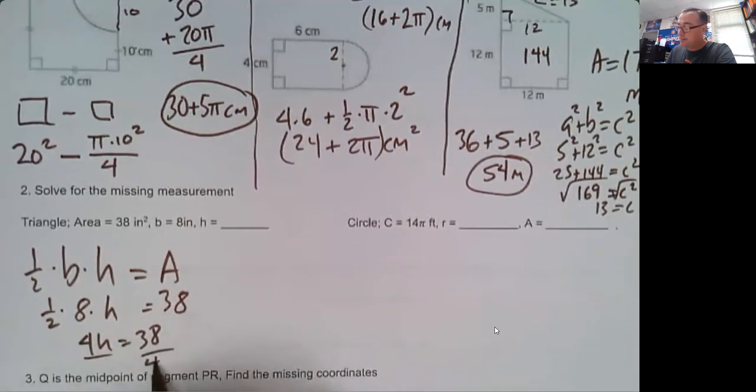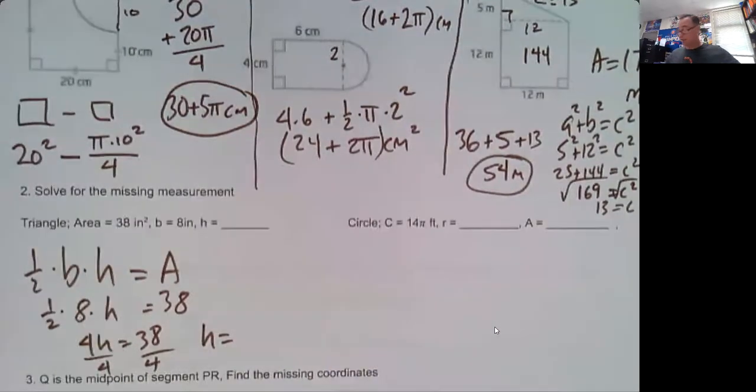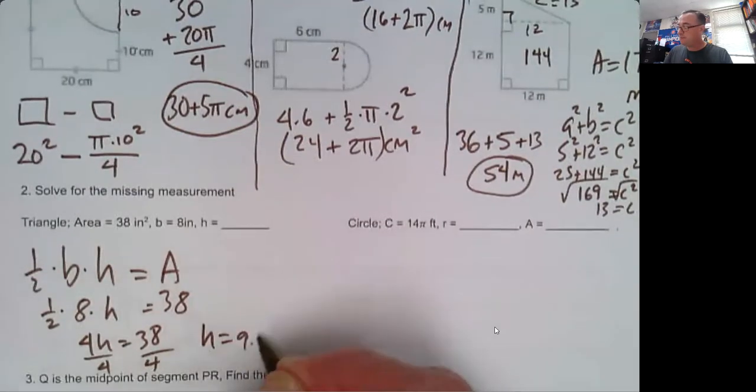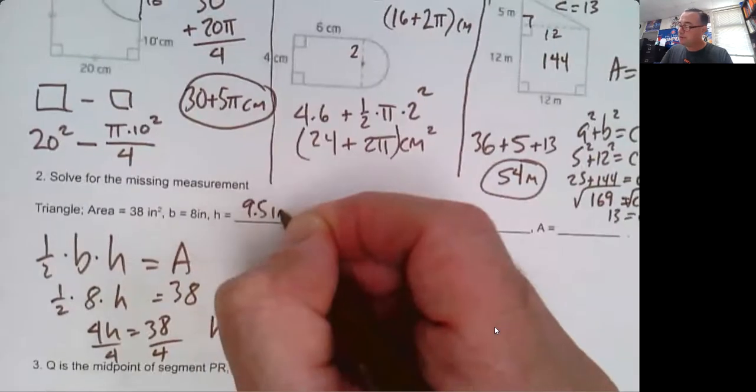And if I divide both sides by 4, I'm going to get that h is going to equal, I'll use my calculator here. Sorry about that. 38 divided by 4 gives you a happy 9.5. So that is 9.5 inches.